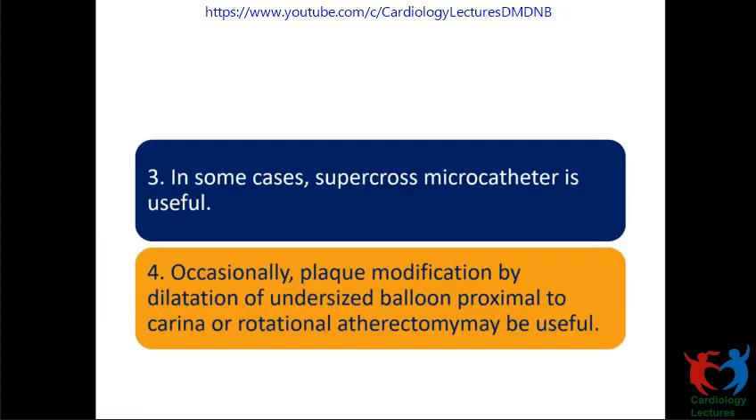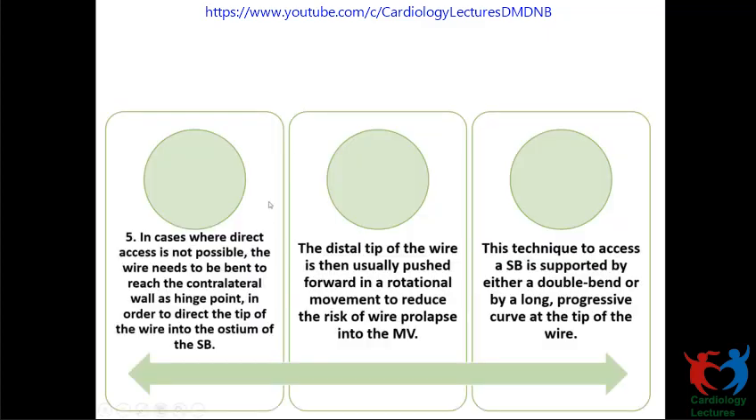And if not done, then in some cases we might require microcatheters, and we might require plaque modification by dilatation of an undersized balloon proximal to the carina, or rotational atherectomy is also sometimes required. See, a microcatheter may not allow the shape to take that work; sometimes the guide catheter is better than the microcatheter. Actually, that microcatheter has two tips, so that one can be directed to the side branch, but that is not available all the time in the cath lab.